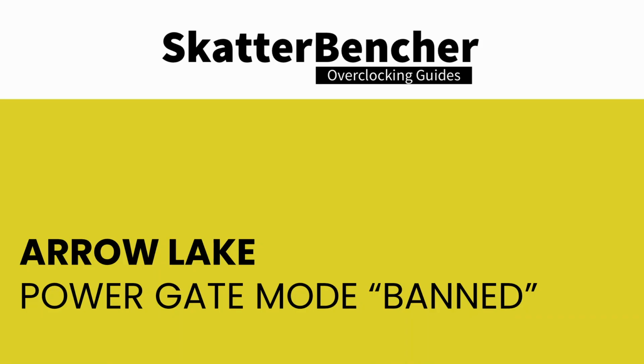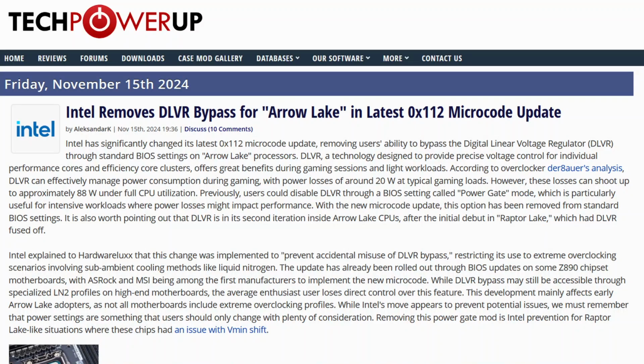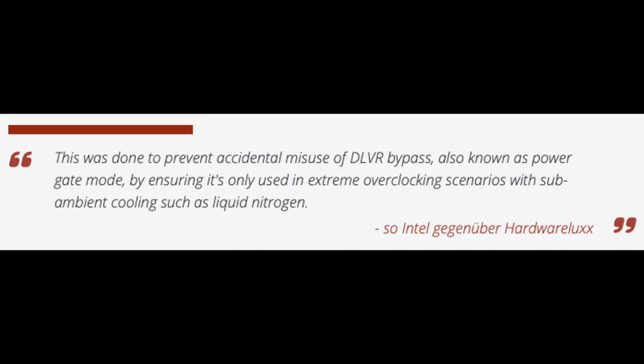But before we continue, we must talk about the elephant in the room. Power gate mode will not be available for ambient overclocking in the future. Or at the very least, that's Intel's plan. The real reason is not known, but it's probably got something to do with power gate mode enabling voltages much higher than the DLVR limits. That could, in theory, cause harm to the CPU.